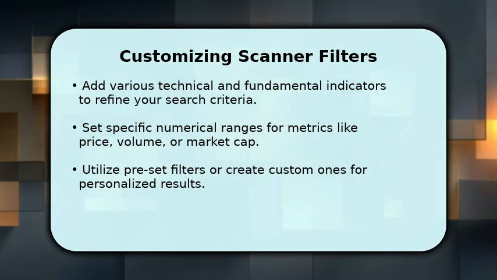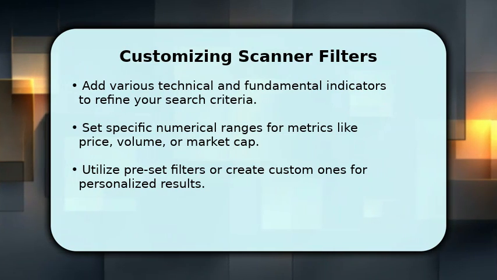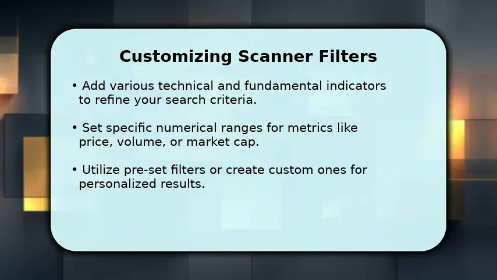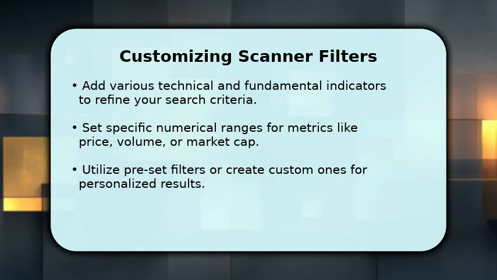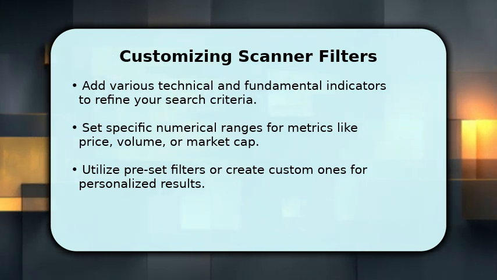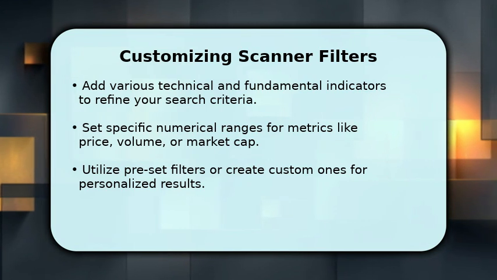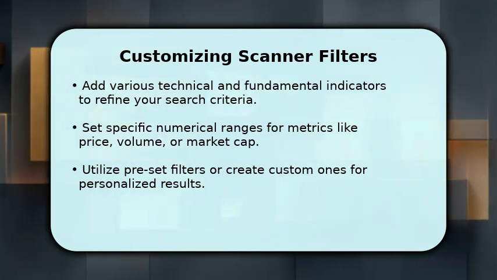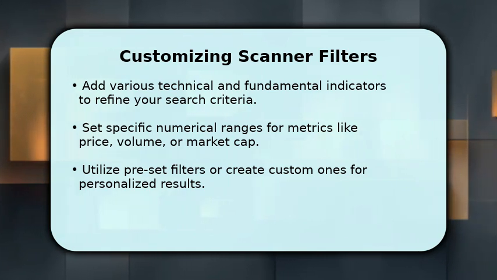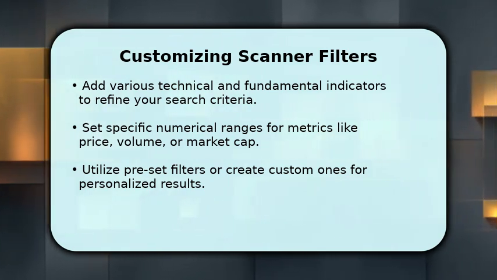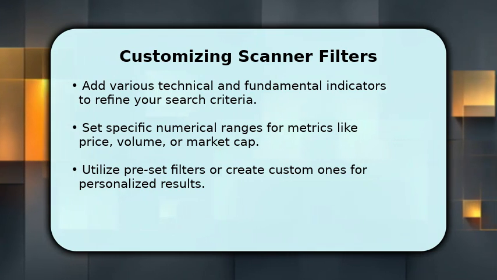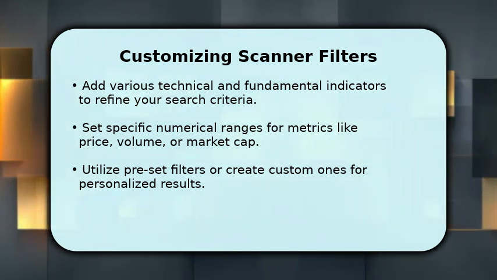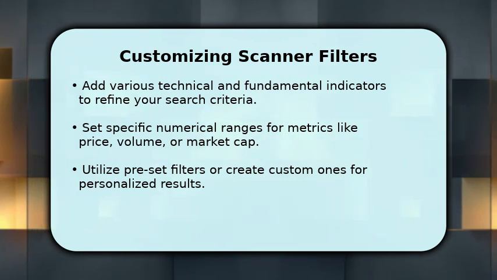Now, let's dive into customizing your scanner filters. Webull offers a wide array of technical and fundamental indicators you can add. For instance, you can set a minimum daily volume of 500,000 shares or a price range between $10 and $50. You can also filter by market capitalization, perhaps looking for companies with over $1 billion. Experiment with these options to create a scan that perfectly matches your trading strategy.